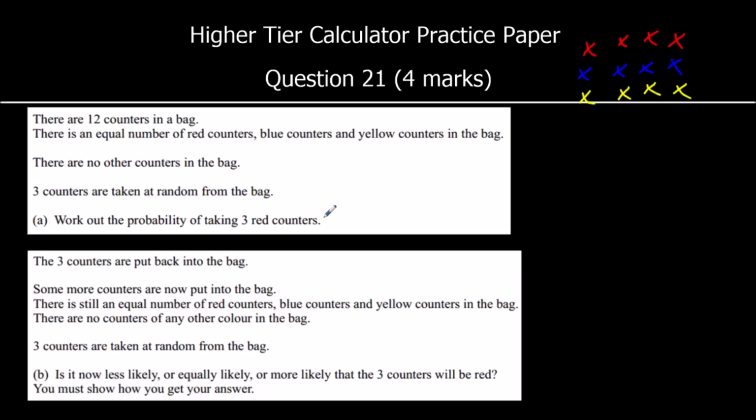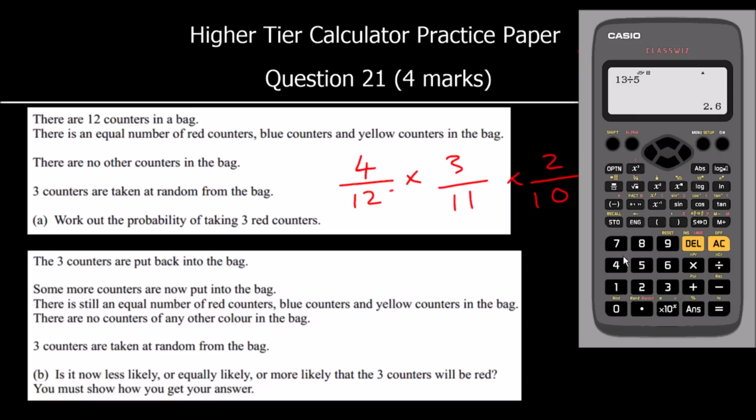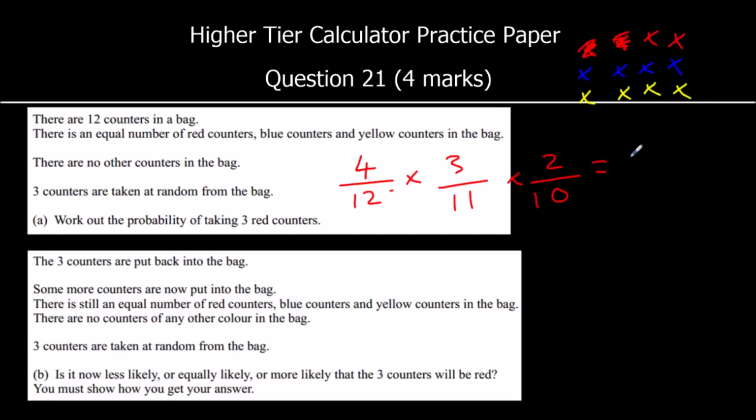So the chance of getting a red the first time is 4/12. 4 reds out of 12 in total. Then if we took a red one out, there are 3 reds out of 11 in total. And then if we did pick another, if we got 2 reds, what's left? 2 reds out of 10 in total. So the chance of getting red, then red, then red is 4/12 times 3/11 times 2/10. So 1/55.